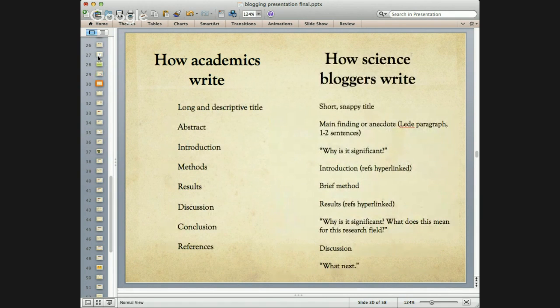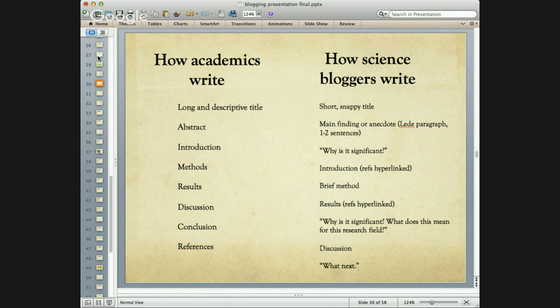Whereas science bloggers normally have a short, snappy title that hooks the reader in. Typically in a news structure, there's the main finding or an anecdote in a more narrative style at the top, which is called the lead paragraph, and keeping that pretty short. The next thing that normally there is very straight up, which normally would come in the discussion part of a research paper, is this idea of why is it significant.